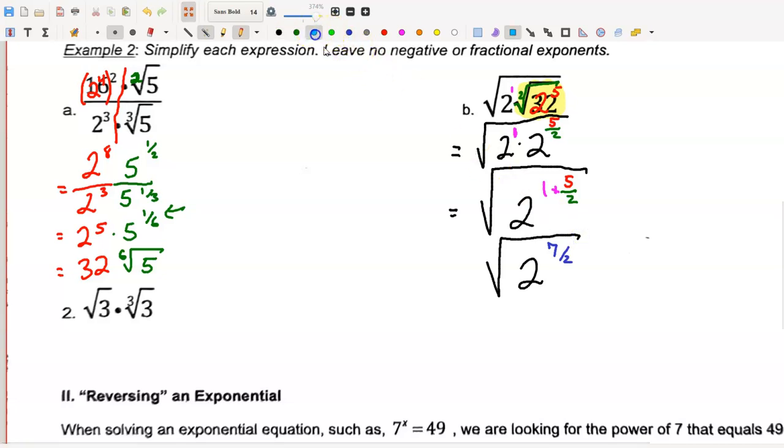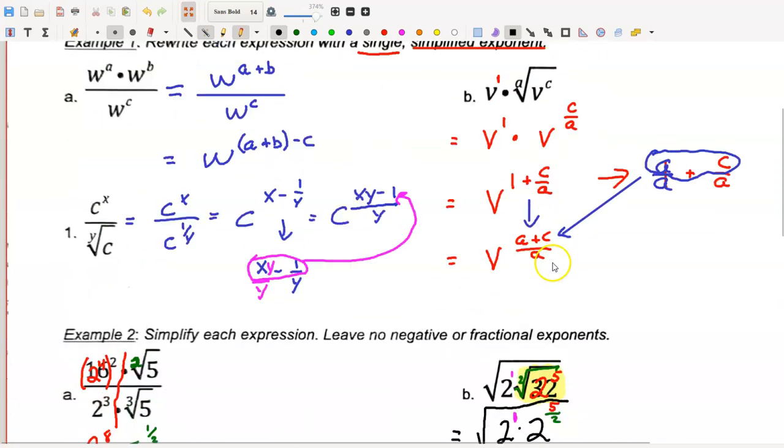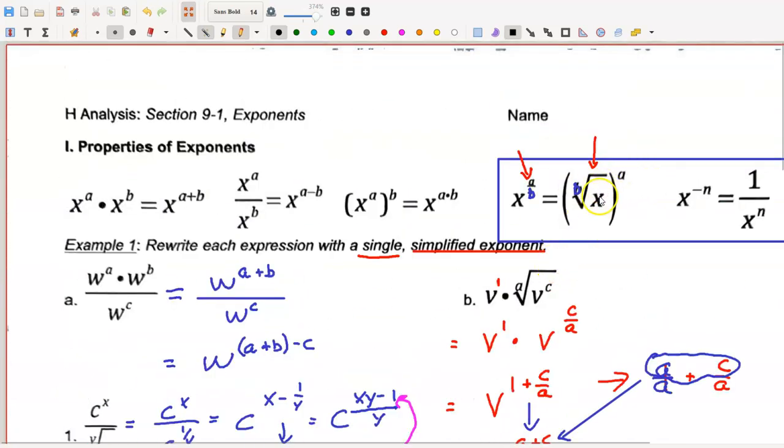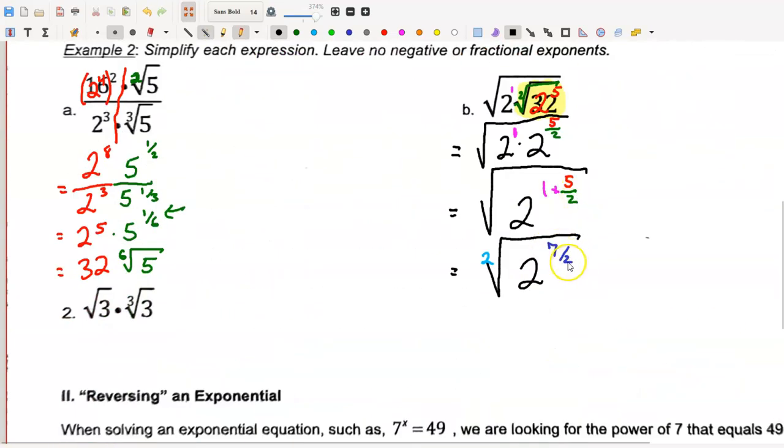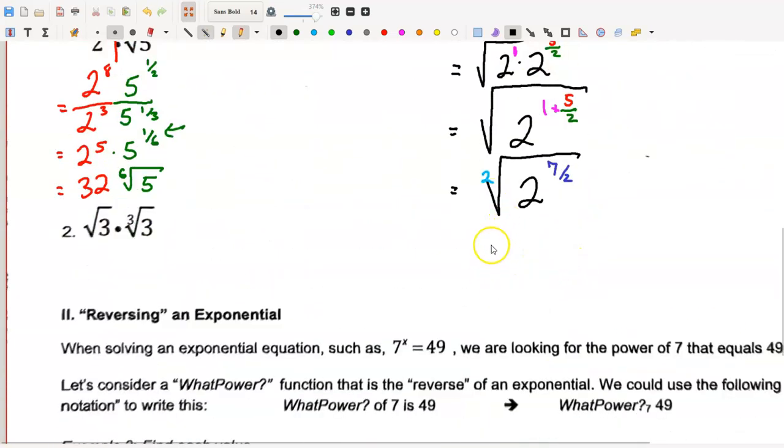And then we could take the square root. Okay, so same rules. It's just that we're going to use this right here. The a is right here. So the a is 7 over 2. So it's going to be 7 over 2 divided by the root over here. So it's going to be 7 over 2 divided by 2. So now we have 2 to the 7 over 2 divided by 2.